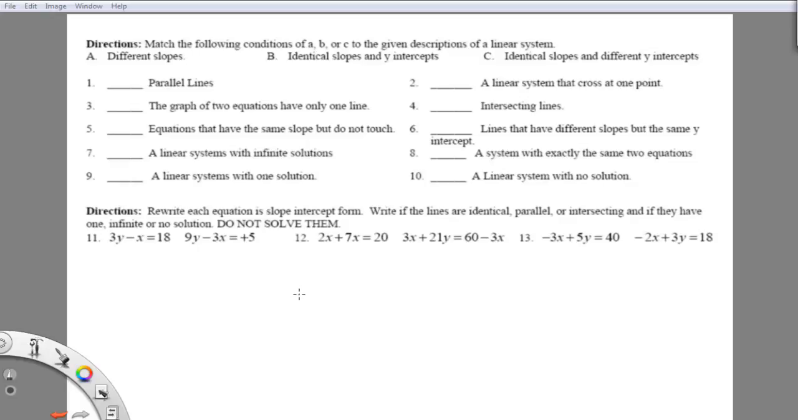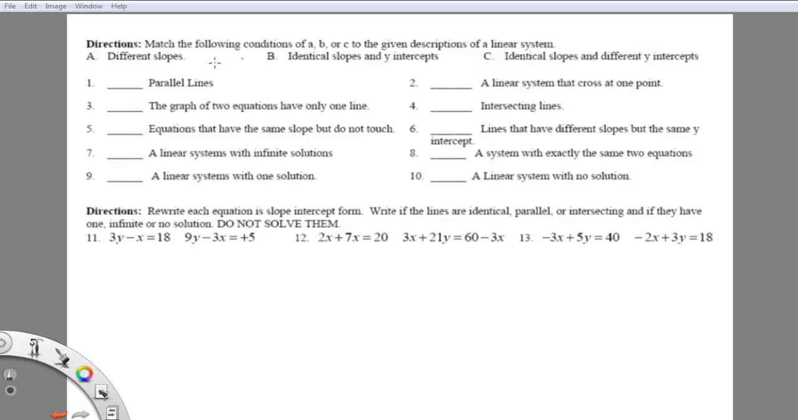What we've been talking about is systems of linear equations. That involves two or more equations being solved at the same time, or sometimes we can have two or more lines graphed on the same graph. So this is a review for a quiz. I think it's the 6.2 quiz. We've already covered section 6.1 and 6.2, so this will be the quiz over those two sections.